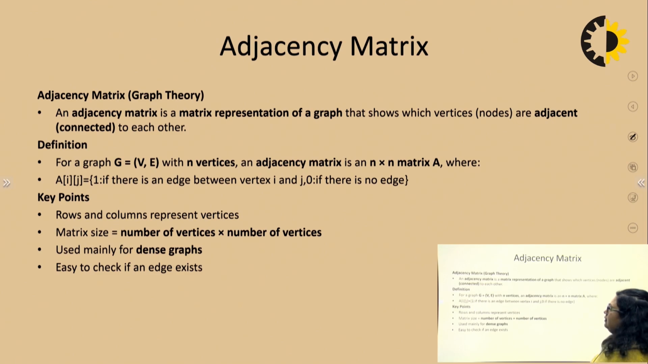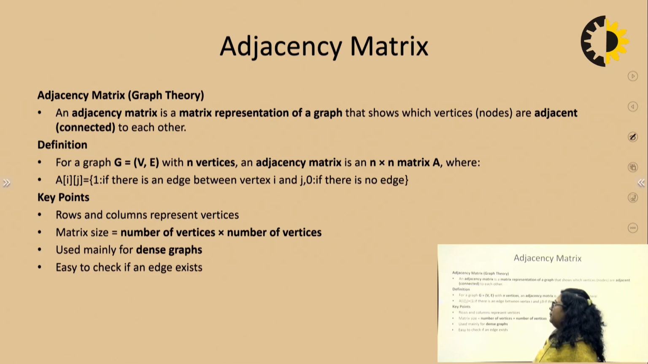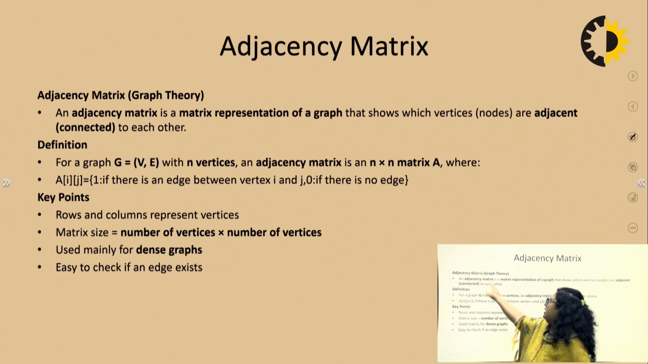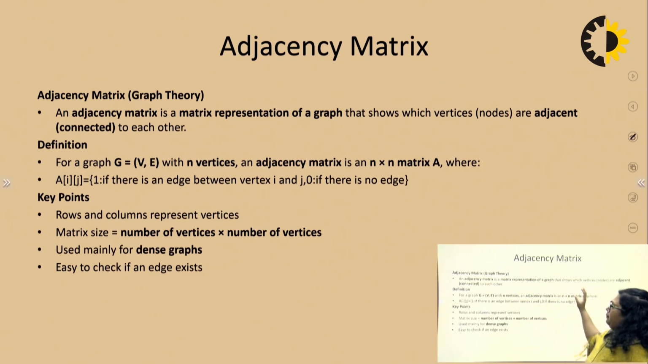So the next topic of the unit is adjacency matrix in graph theory. We have all studied adjacency matrix in graph theory. What does adjacency matrix represent? Adjacency matrix is basically the matrix representation of a graph that shows how vertices are adjacent. Adjacent means connected to each other. So adjacency matrix shows the connection between the vertices of the graph.